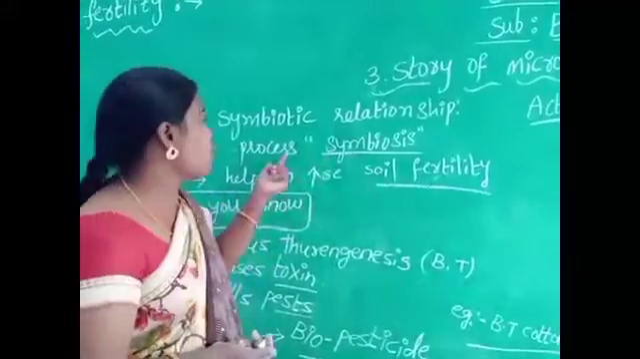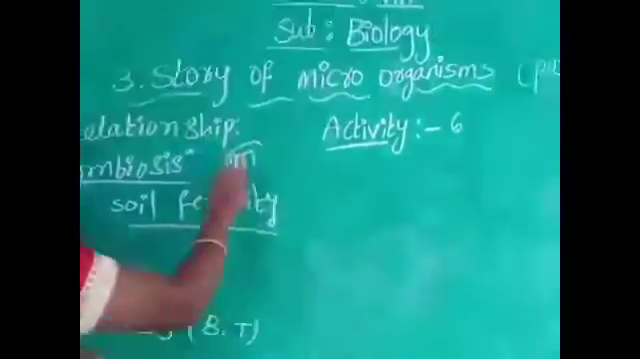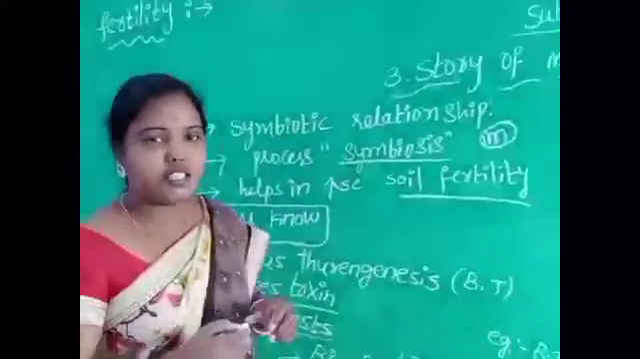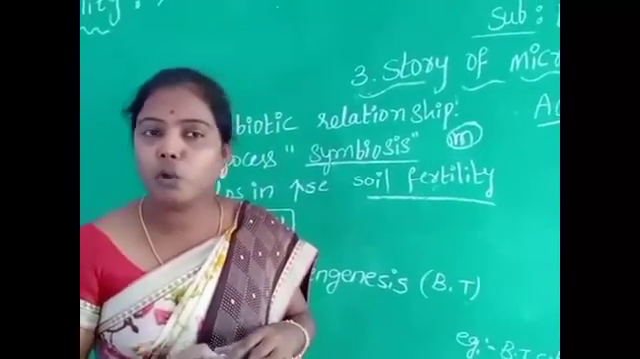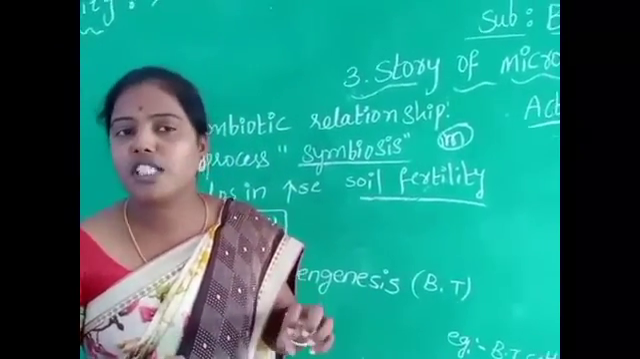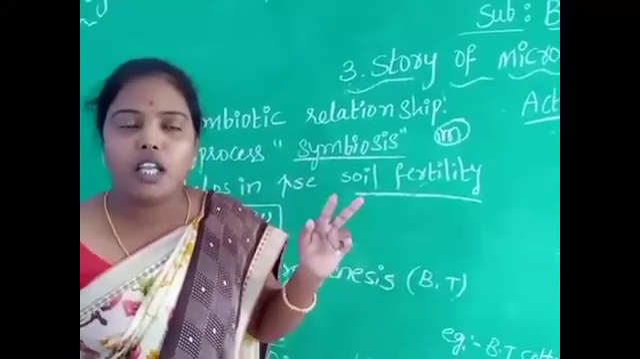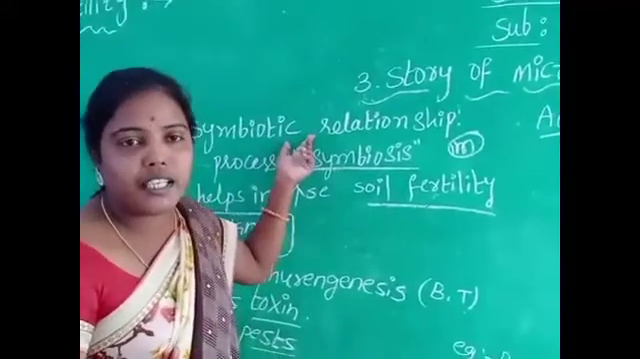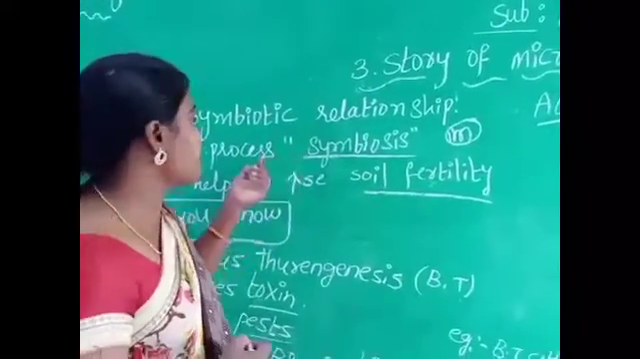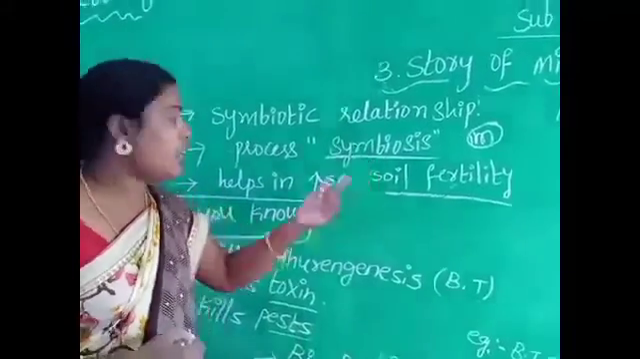This process is called symbiosis. Very important one more question: what is called symbiosis? Rhizobium bacteria provide nitrates to the root nodules. Then root nodules give shelter to rhizobium bacteria. In between both, a relationship is present. The relationship is called a symbiotic relationship, and the process is called symbiosis.